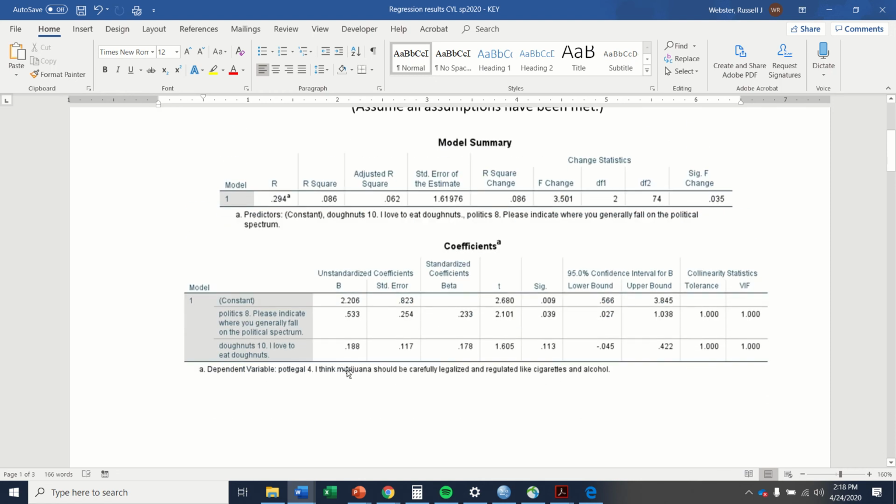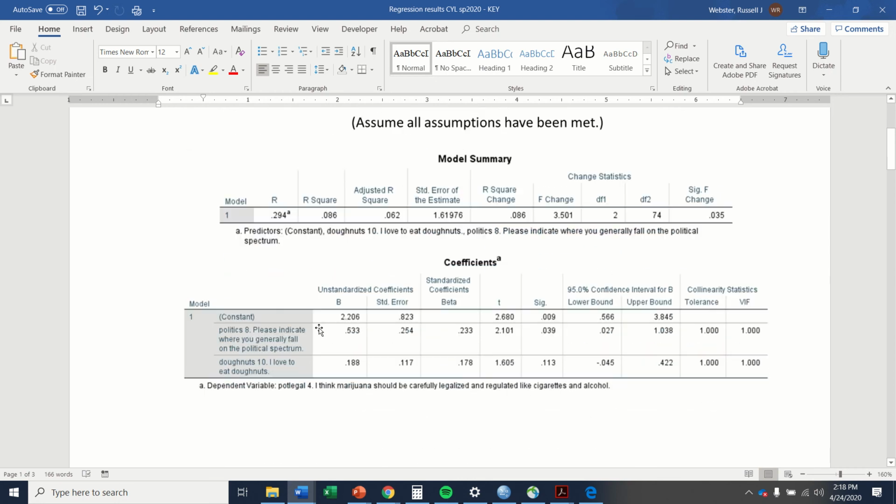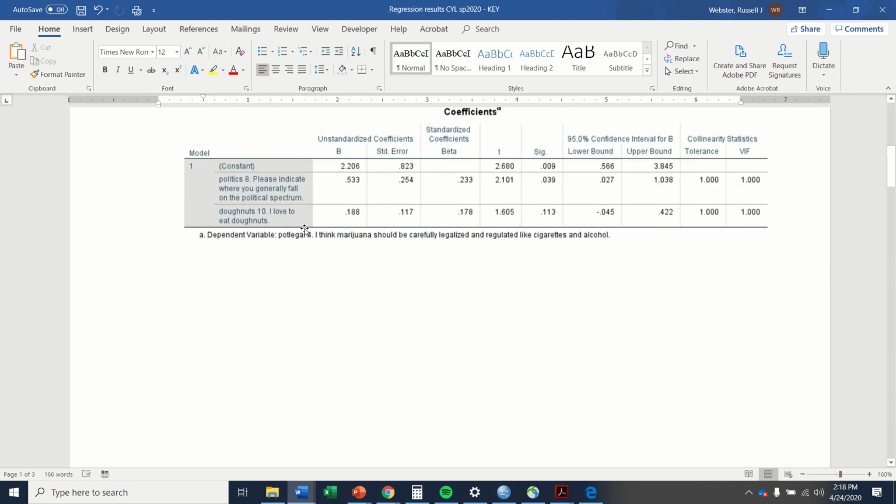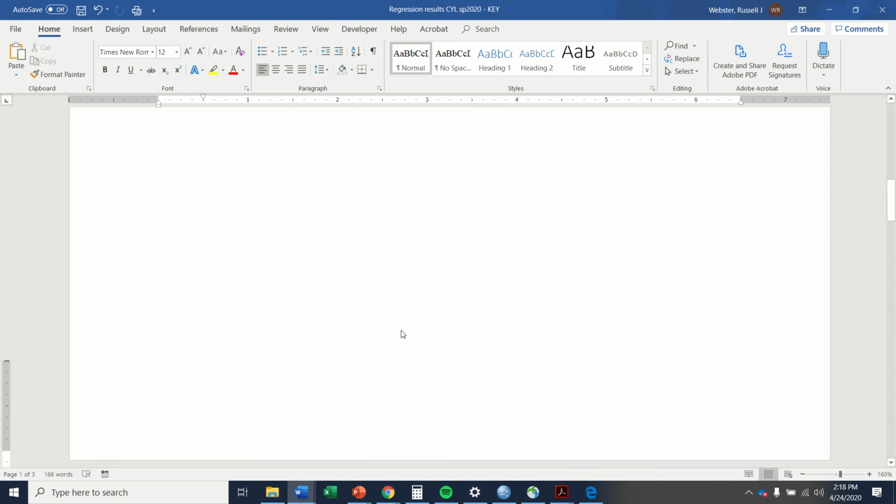The DV here is, I think marijuana should be carefully legalized and regulated, like cigarettes and alcohol. Higher values for this particular item indicate more support for legalizing marijuana. In this case, for the politics question, higher values indicate a more liberal political orientation. So more liberal political orientation, more support for legalizing pot.